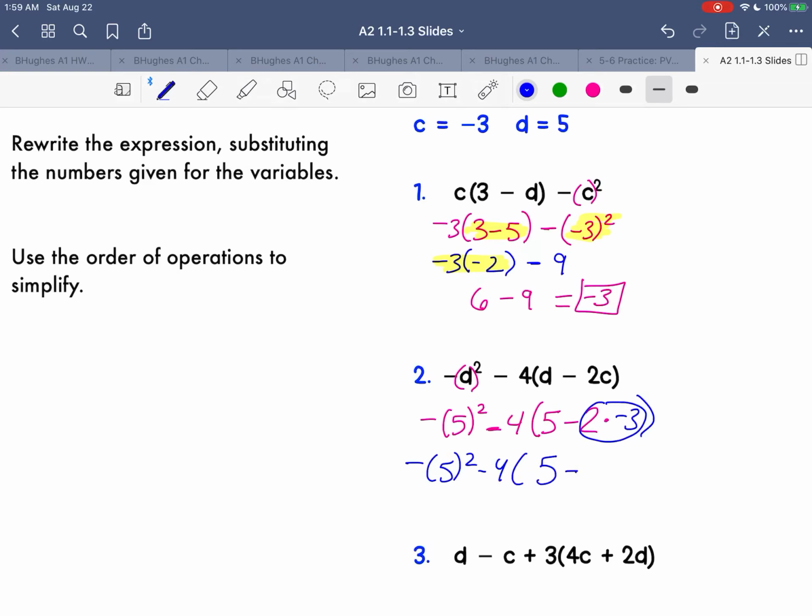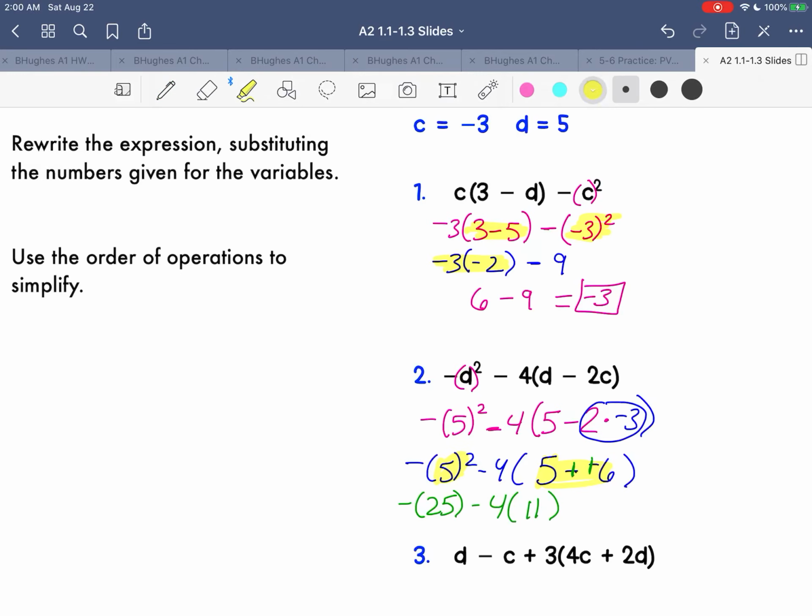That's going to give me 5 minus negative 6. And you should recognize that when you have a double negative, that means plus. So I'm going to do this all in one step now. I'm going to take care of this exponent and this parentheses at the same time. 5 squared is 25. 5 plus 6 is 11.